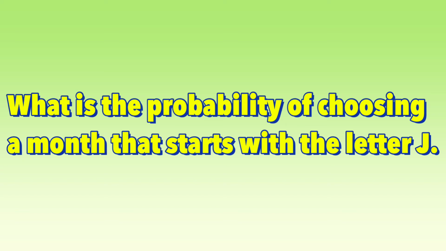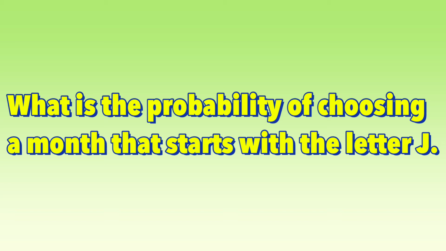Okay, next problem, number 4. What is the probability of choosing a month that starts with the letter J? Our solution, first we're going to determine the possible outcome. We have only January, June, July, which start with letter J. Then our possible outcome is 12 months.